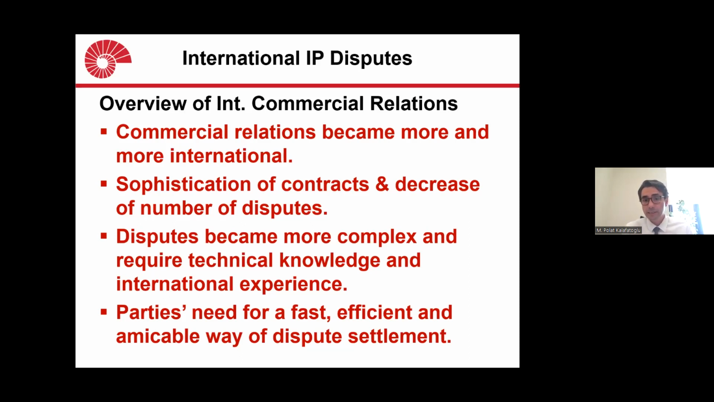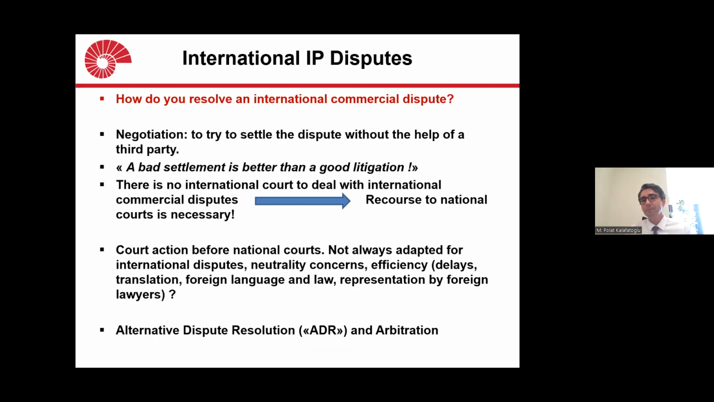But the question is, parties may have a legal dispute arising out of an international commercial contract. And the question will be how the parties will resolve this international commercial dispute. So, for example, you may imagine a distribution contract between a Turkish and a French company, and then after some years of contractual relationships or commercial activity, the parties have a legal dispute.